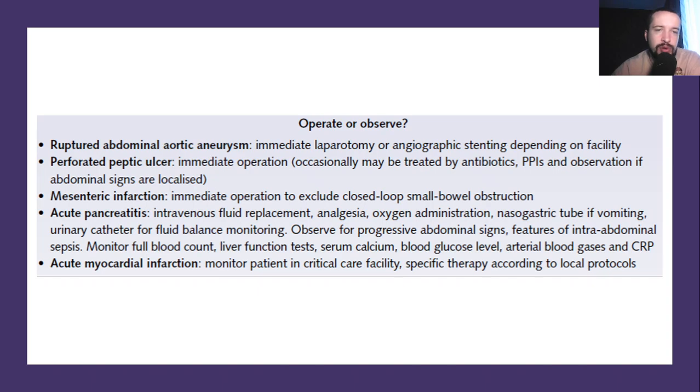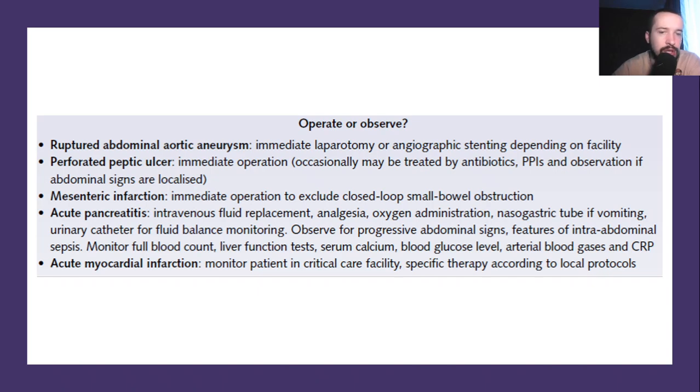Operate to observe: ruptured abdominal aortic aneurysm, immediate laparotomy or angiographic stenting depending on facility. Perforated peptic ulcer, immediate operation, occasionally may be treated by antibiotics, PPIs, and observation if abdominal signs are localized. Mesenteric infarction, immediate operation to exclude closed loop small bowel obstruction.